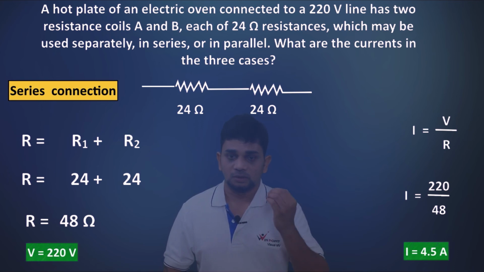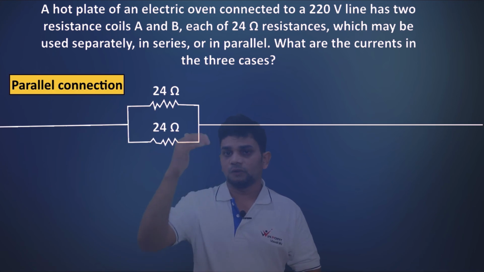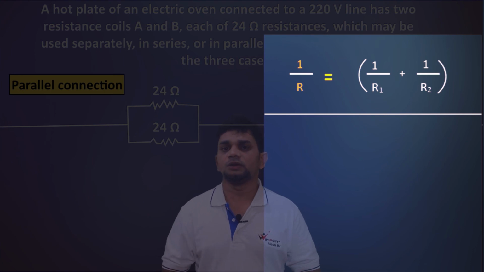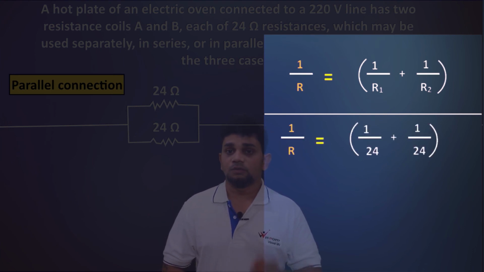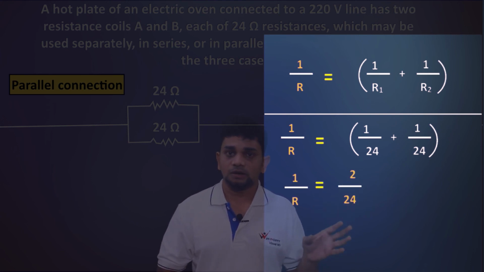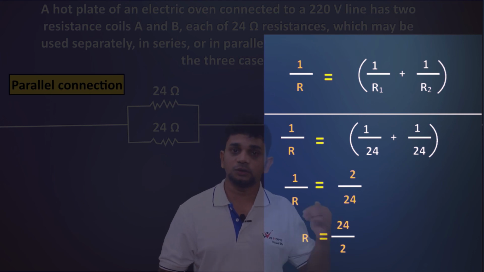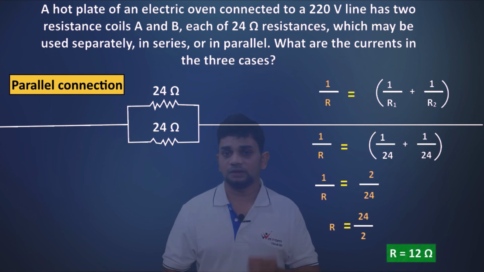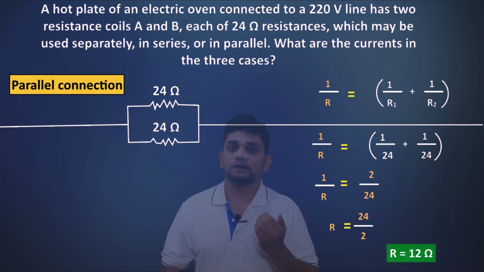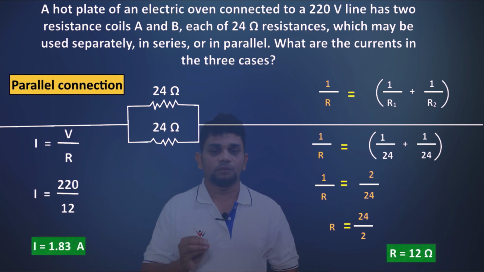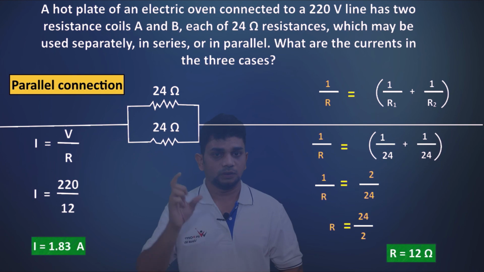Now what about parallel connection? It is a parallel connection, 24 and 24. We need to find the effective resistance. 1 by R equal to 1 by R1 plus 1 by R2. It will be 1 by R is equal to 1 by 24 plus 1 by 24. 24 is a common denominator. It will be 2 by 24. 1 by R is equal to 2 by 24. Then R will be equal to 24 by 2 equal to 12 ohm. That is the effective resistance. How can we find the current? I is equal to V by R. 220 by 12 is equal to 1.83 ampere. So that is the current flowing through this circuit.